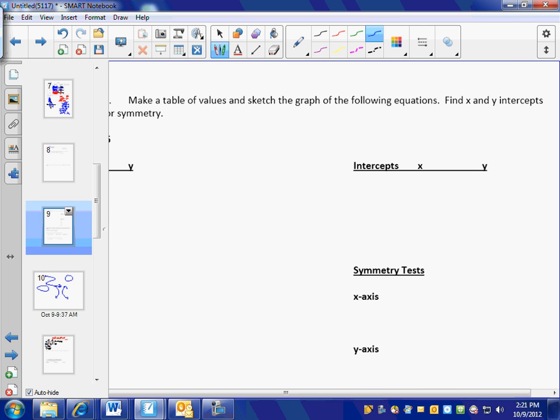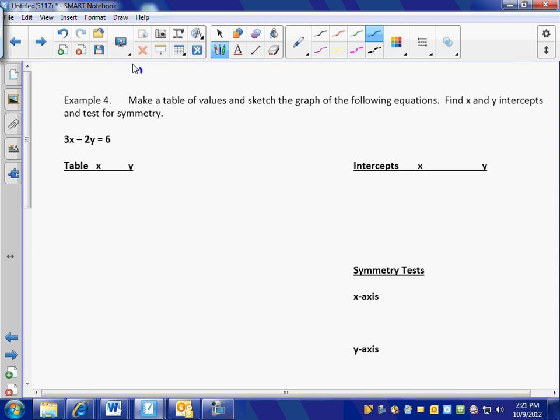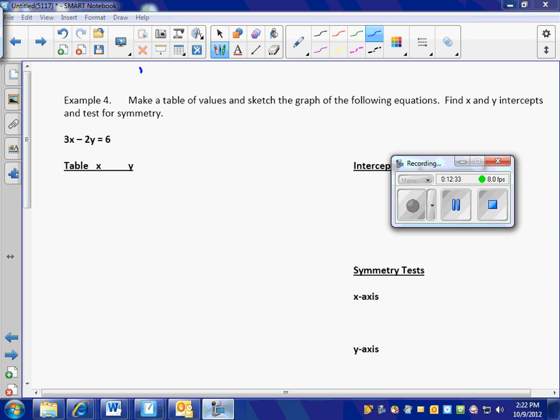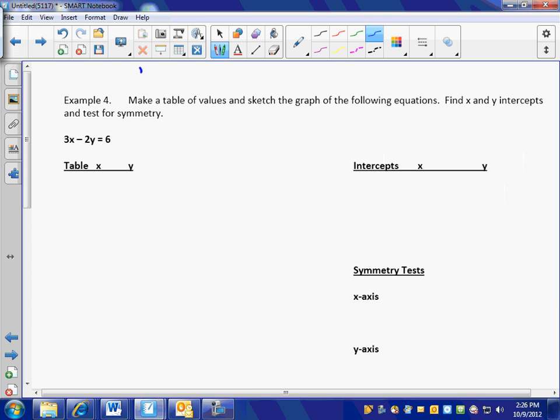Flip it over. There we go. Here's a line. Why don't you at least see if you can do the x-intercepts and the symmetry tests and see if you can figure out where those are. Try it on your own. I'll press pause, and I'll give you about 3 minutes. Okay, we'll see what you got.